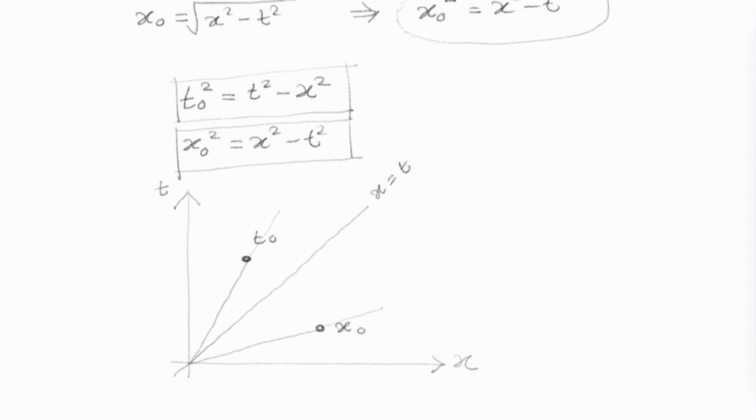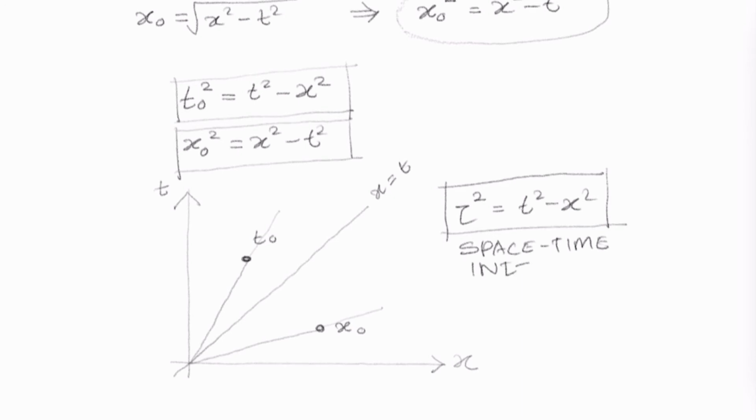Since they both refer to the distance to a point in space-time from the origin, let's call it tau. So in general, tau squared equals t squared minus x squared. Tau is called the space-time interval. It is also called the proper time.